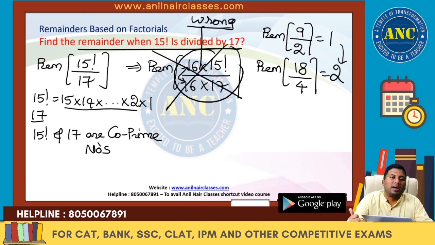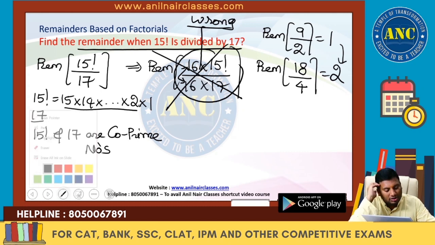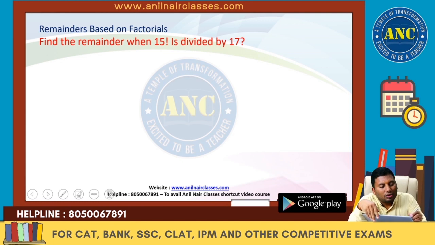Don't multiply and divide by 16. If you multiply and divide by 16, the numerator and denominator will not be coprime to each other. I want them to be coprime to each other. So, this method of multiplying and dividing by 16 should not work. Now, see here. How to do it?